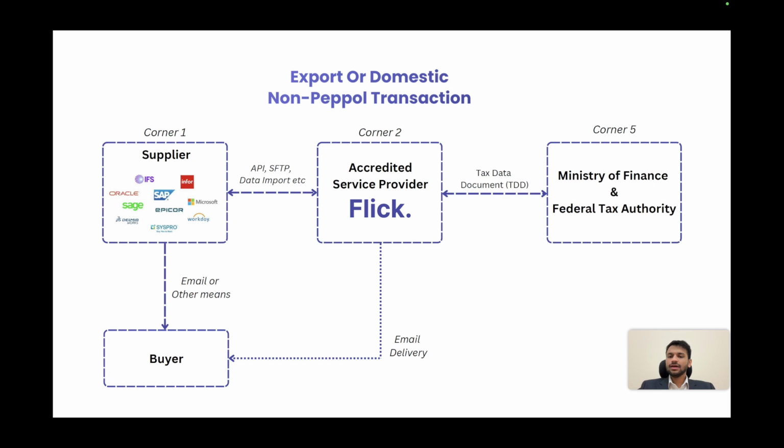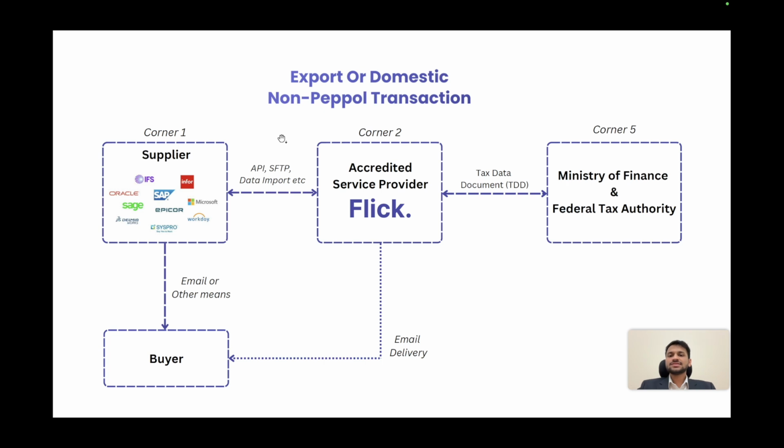And yeah, so now we'll take a case of how an export invoice or a domestic non-Peppol transaction will work. So say for example, in July 2026, when you go live, not all the businesses in the UAE will be already on the e-invoicing network. Maybe they have lesser turnover, and they might be exempt from receiving e-invoices or something like that.